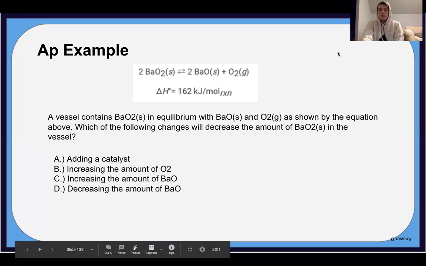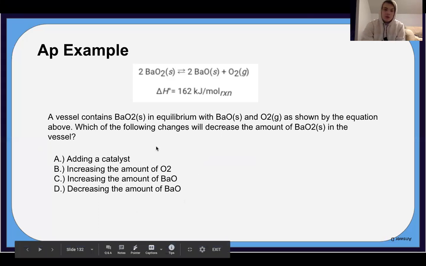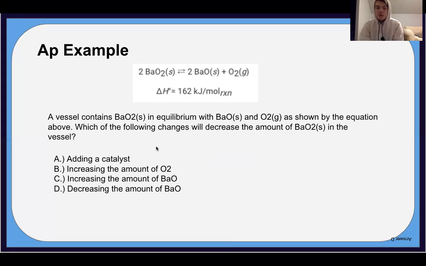All right, so if you thought about it and figured it out, your answer should have been D. D is the case because if you decrease the amount of BaO, by decreasing it, the products will have to increase back up, which will then make the reactants decrease because they'll have to use the reactants to make more products.